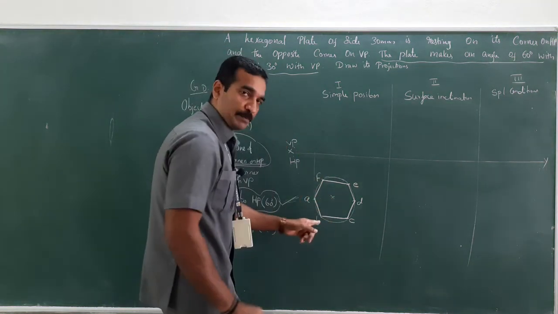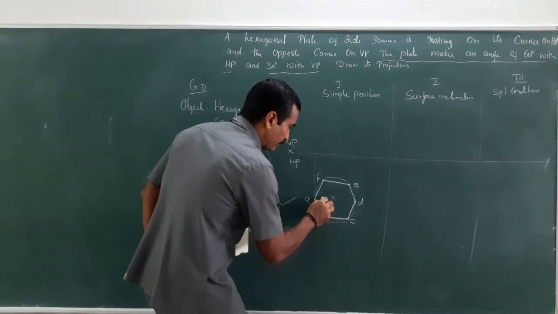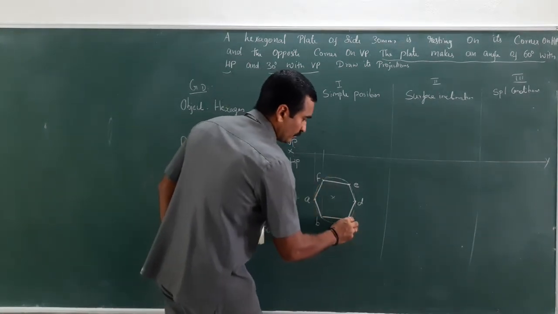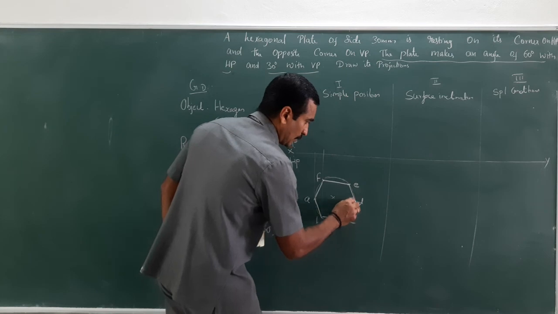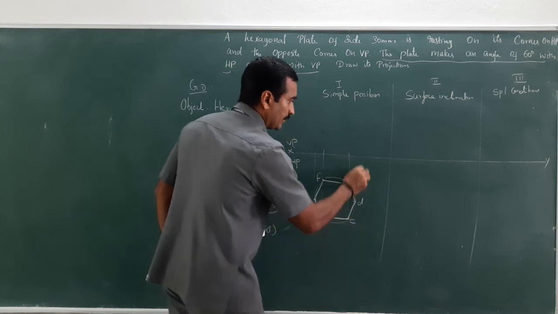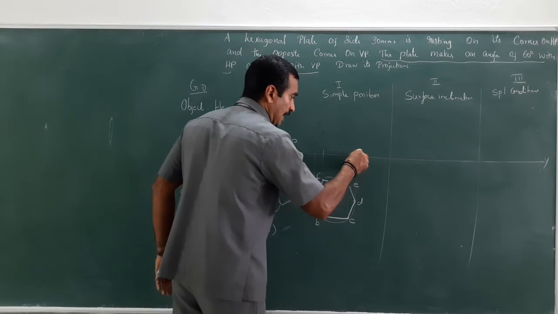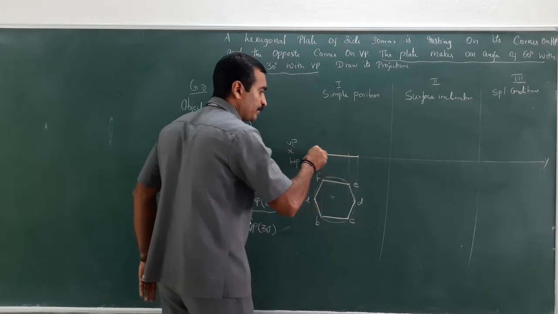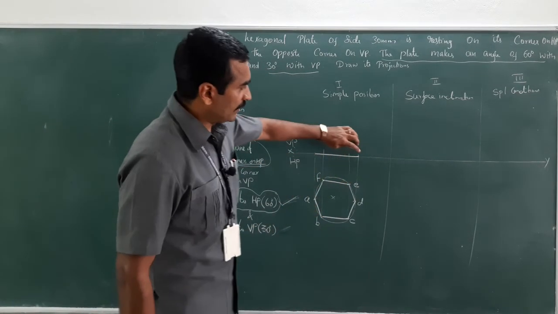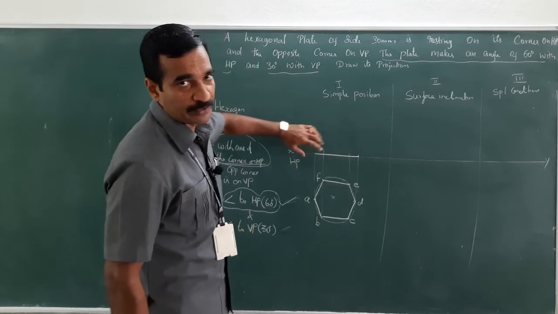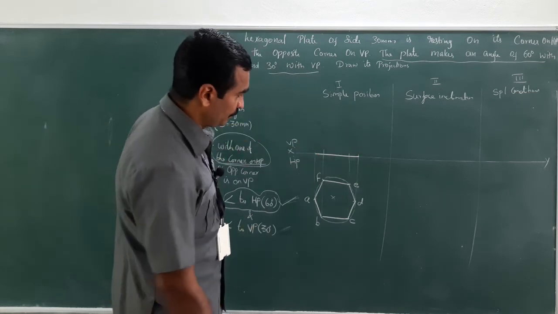When you just project B, it will pass through F. When you just project C, it will pass through E, D. These are vertical projectors. Now draw a line from the extreme point to the extreme point. You will get a straight line.